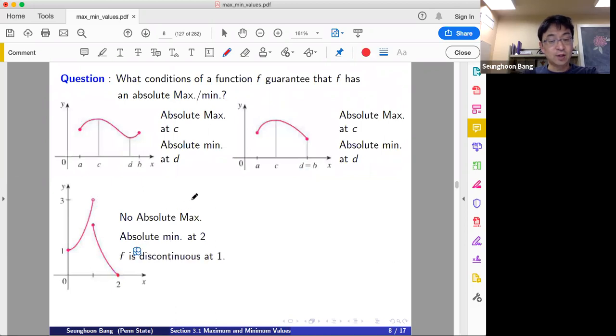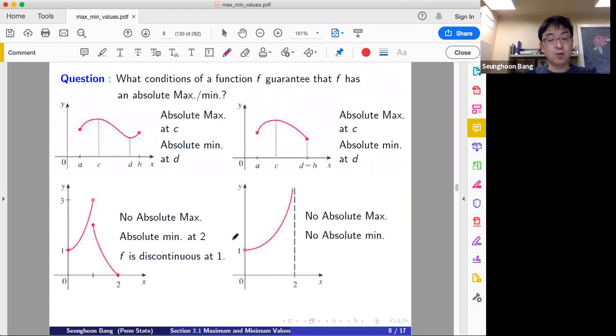f is discontinuous at 1. Here, no absolute maximum, going to positive infinity. No absolute minimum, we have a hole, there is no function value. The domain is an open interval. So could you find some condition? What conditions of function f guarantee that f has an absolute maximum and absolute minimum?